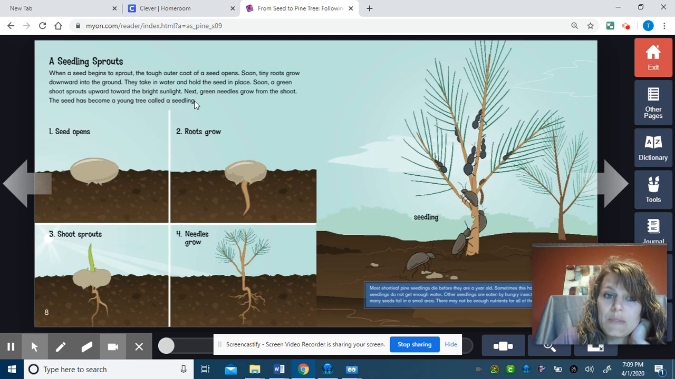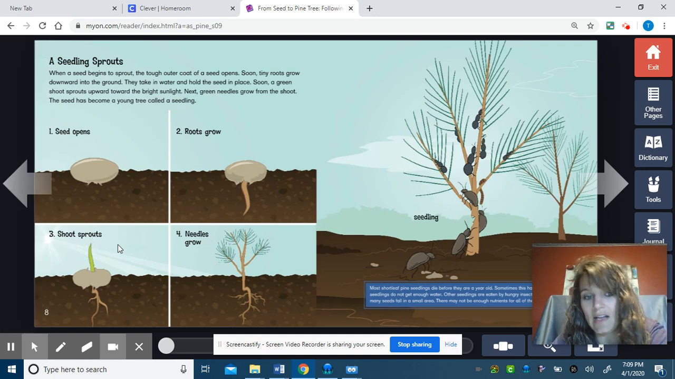And one day we worked with text structures. I'm going to take a second and I'm going to analyze these text structures. So over here, I see a chart. And I see this chart has steps. Step number 1, seeds open. So this must be a seed. Step number 2, roots grow. So I see this little brown thing, that must be the roots. 3, the shoot sprouts, and I can tell that the sun's out. And then the 4, the needles grow.